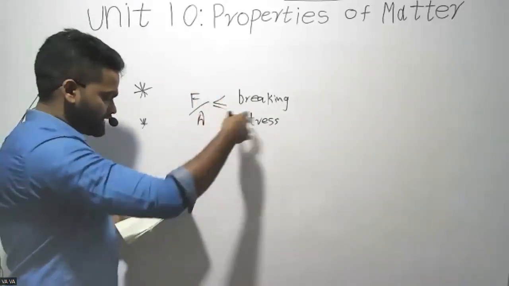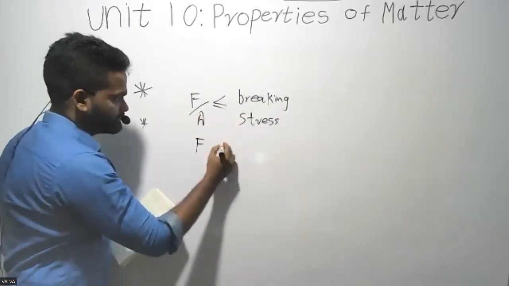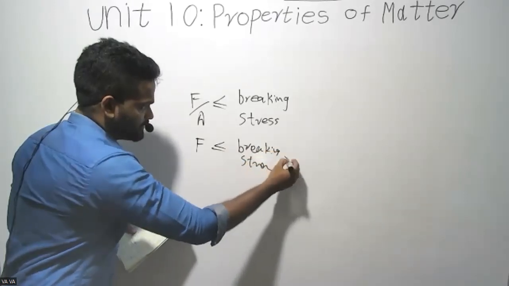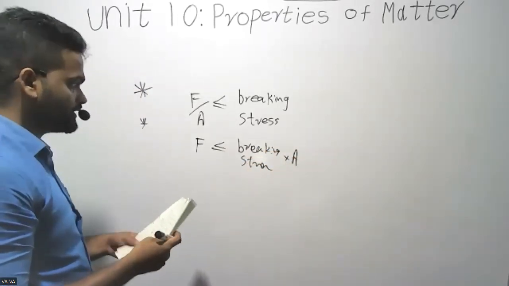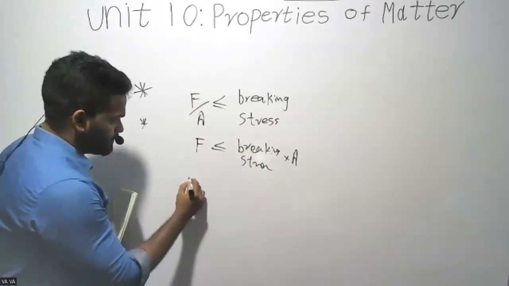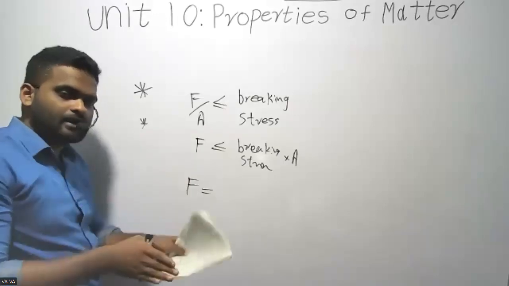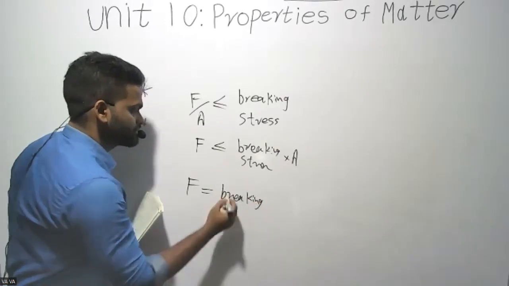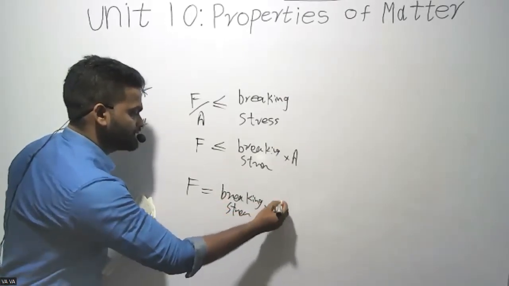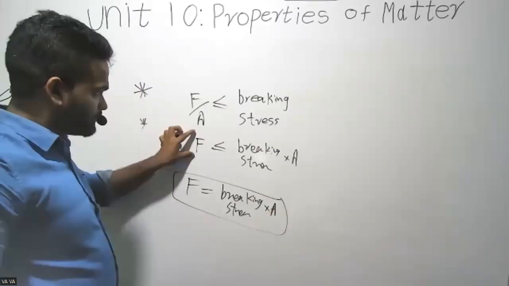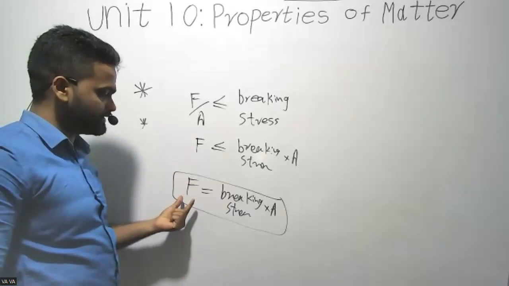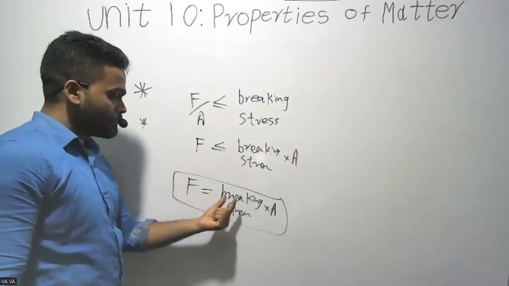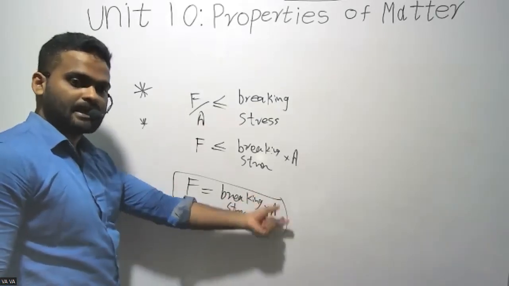So from this equation I can cross multiply and put A here: breaking stress times A. According to this, the maximum force that can be applied without breaking the wire is equal to the breaking stress multiplied by capital A.